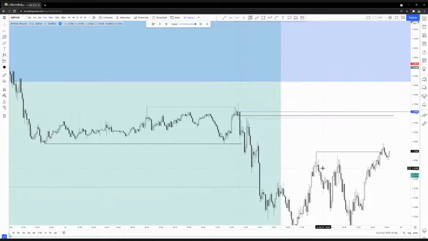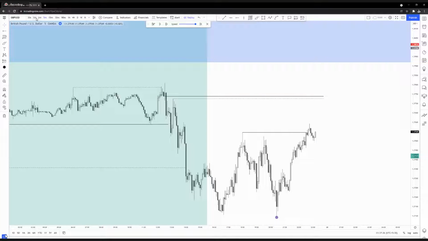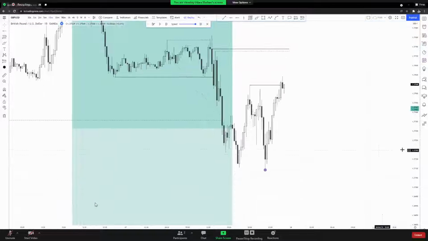Loss above this high, isn't it? Above that high now. Can you understand it? Simple. You can have your stop loss above that high. Then it's all about waiting.